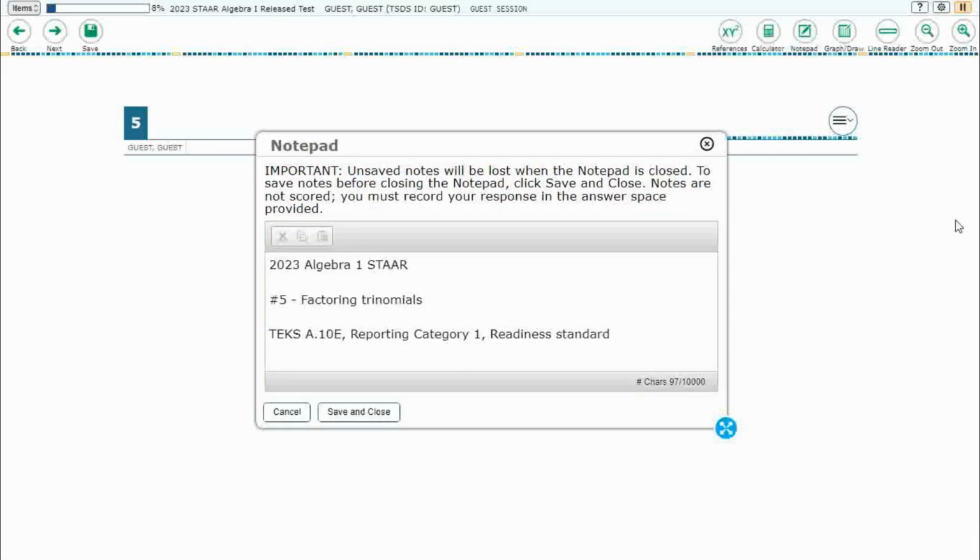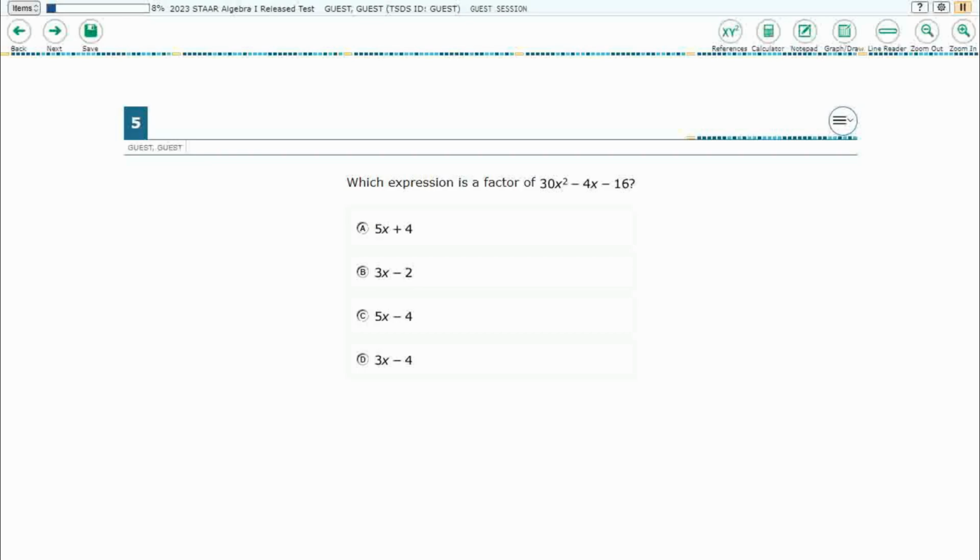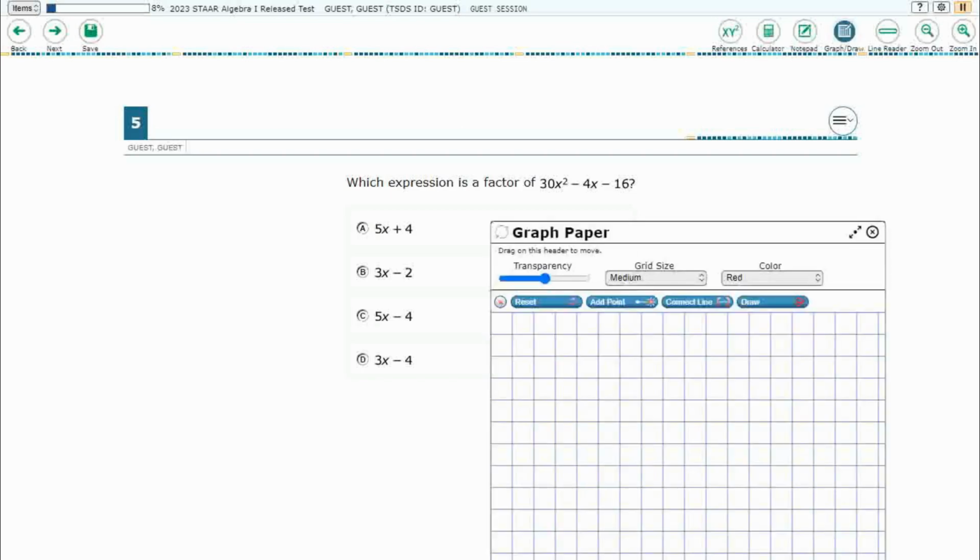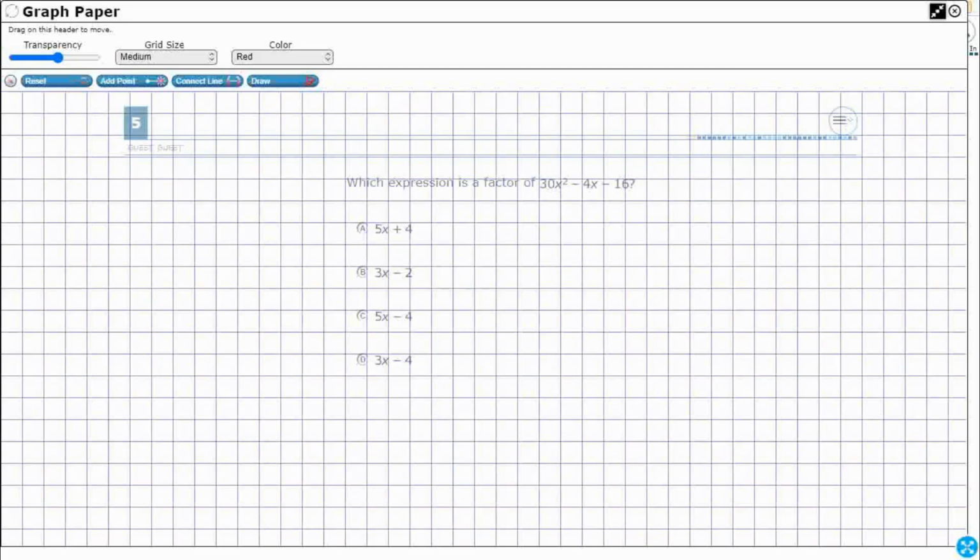So for problem 5, we are working on factoring trinomials. This is TEKS A.10e in reporting category 1. This also is a readiness standard. Now, we're just looking for one factor of this trinomial. What makes this a little bit more difficult is they're only asking us for one factor.